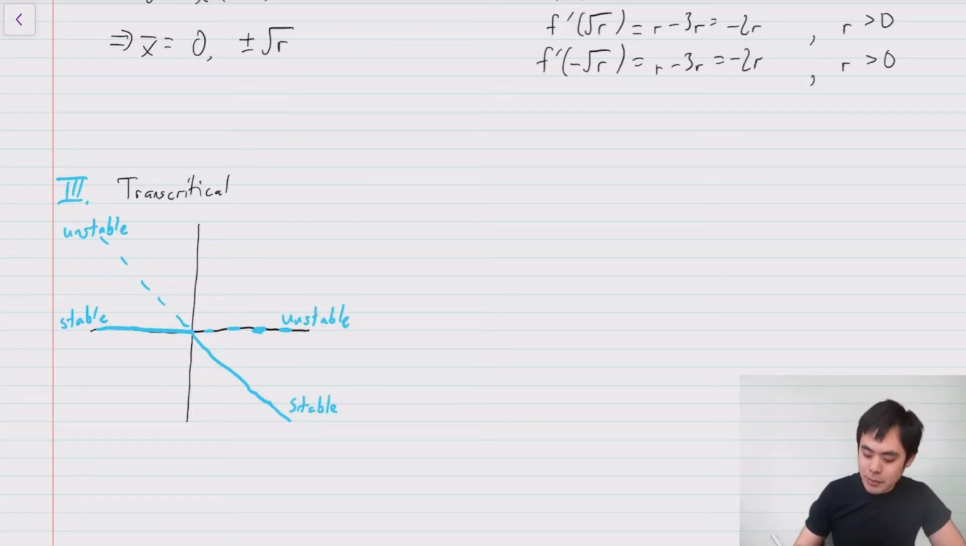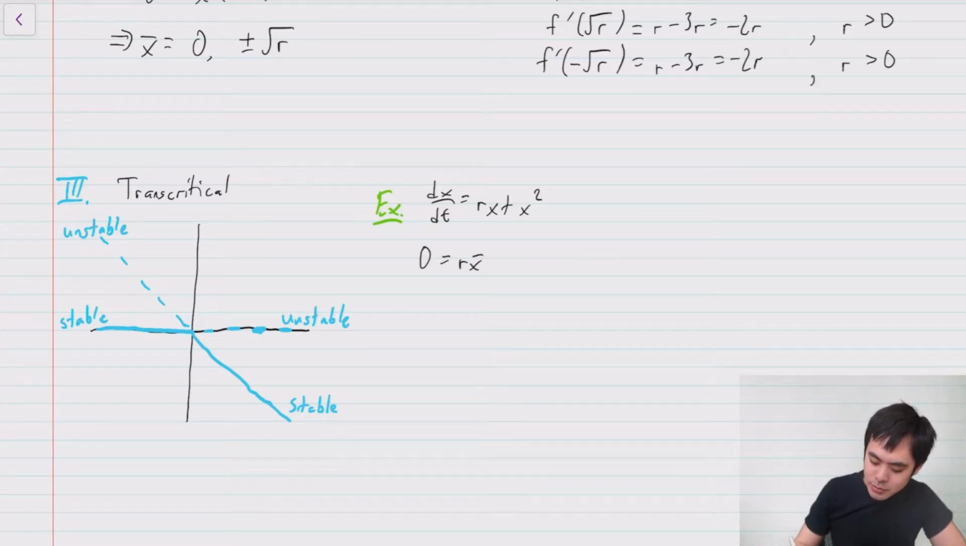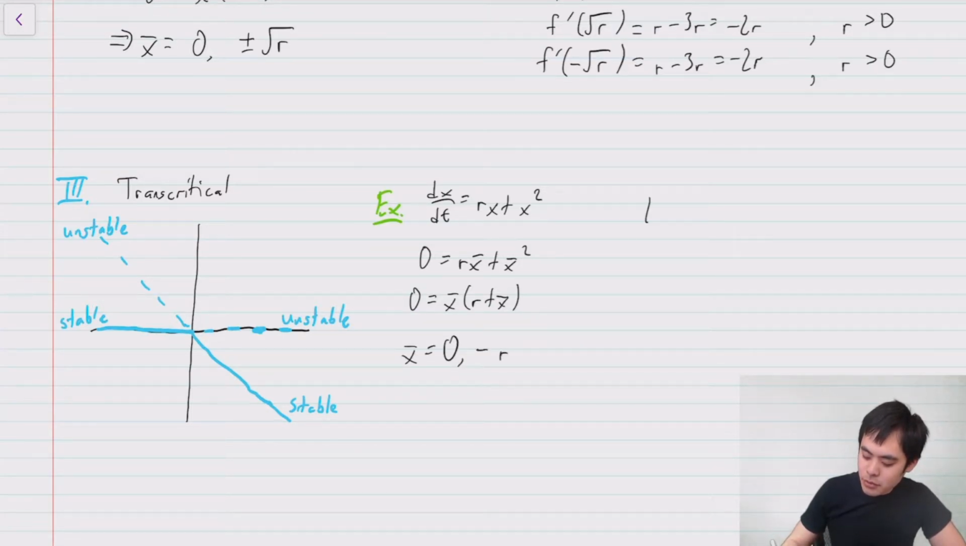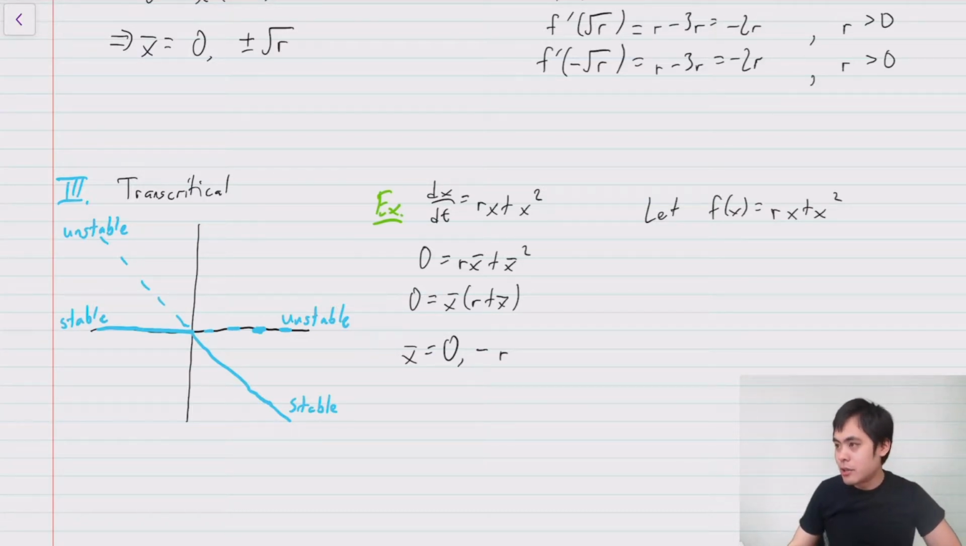And let's also give an example of this one. So let me write it over here. So we have, let's say, dx/dt equal to rx plus x squared. So 0 is equal to r x-bar plus x-bar squared. 0 is equal to x-bar times (r plus x-bar). So x-bar is equal to 0 and minus r. And we're going to let f of x be equal to rx plus x squared for r constant.